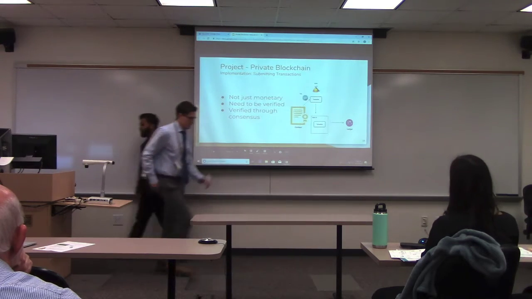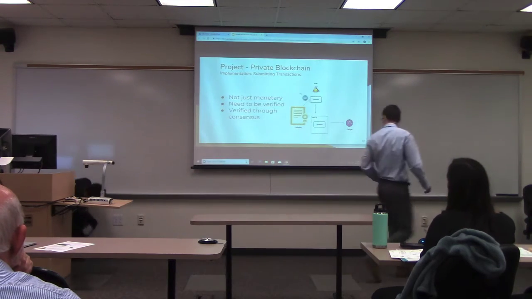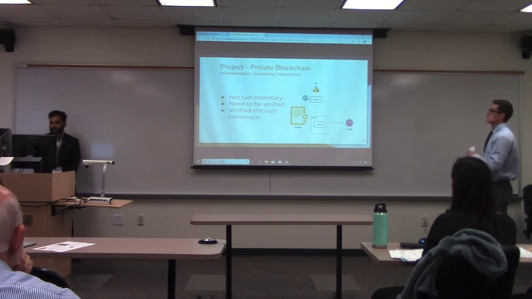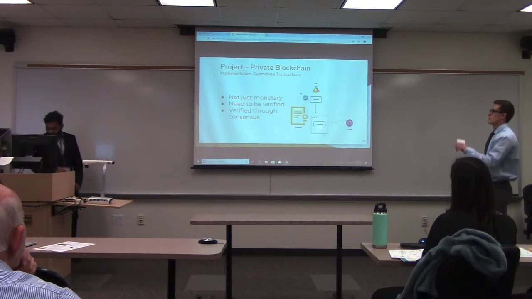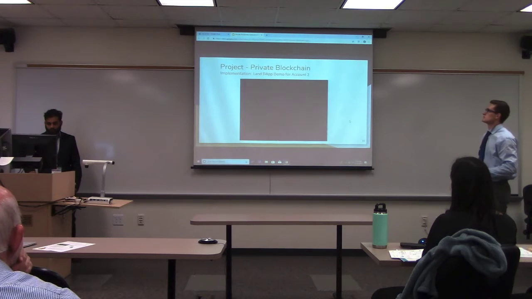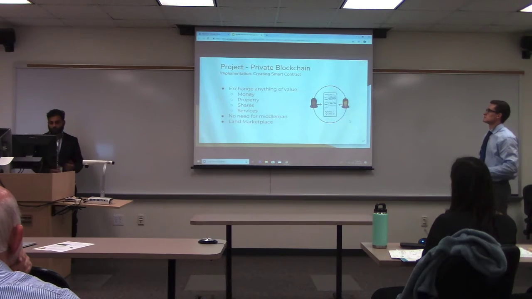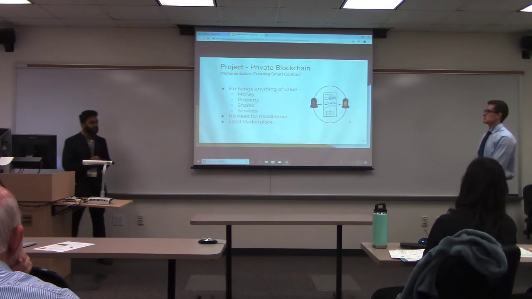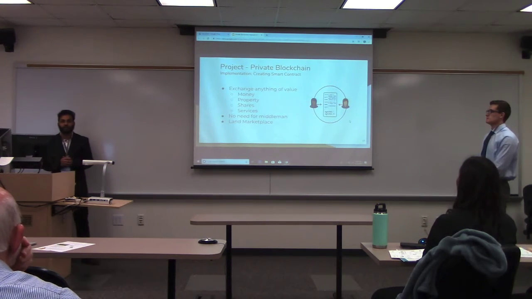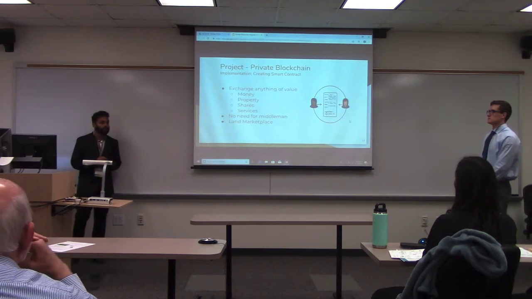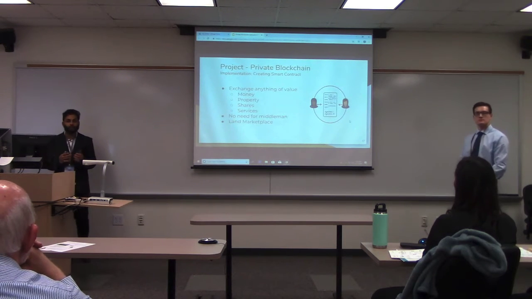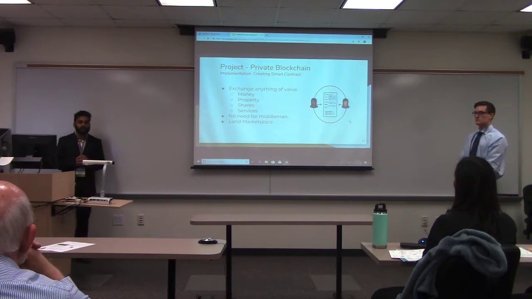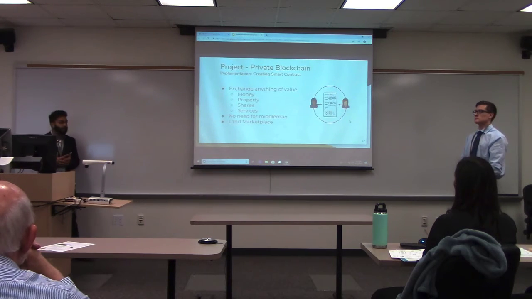I'll be talking about how we implemented a smart contract on our blockchain. Smart contracts basically help blockchains exchange anything of value. This value could be money, property, shares, or a service. Basically, what the smart contract does is eliminate the need for a middleman.